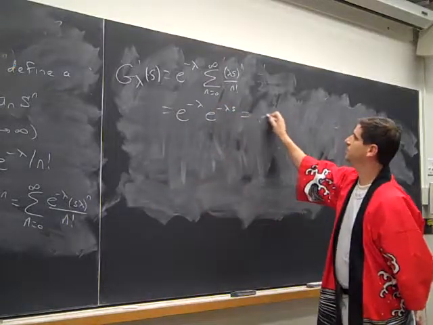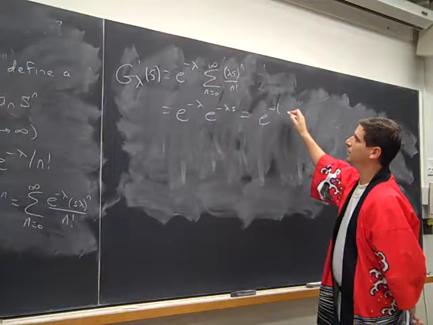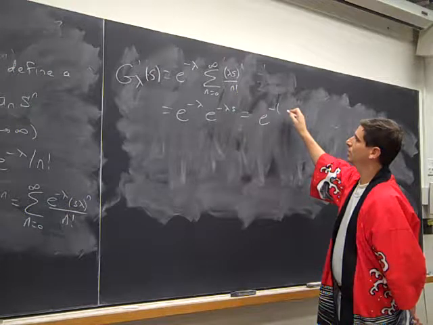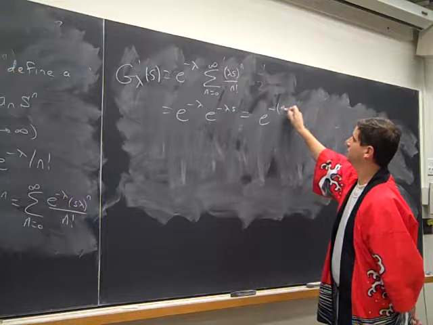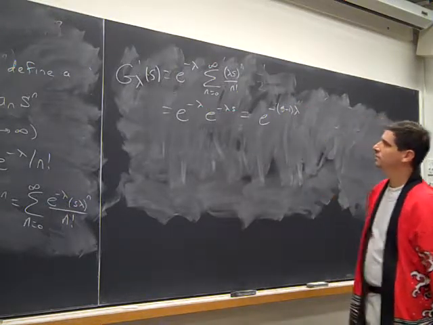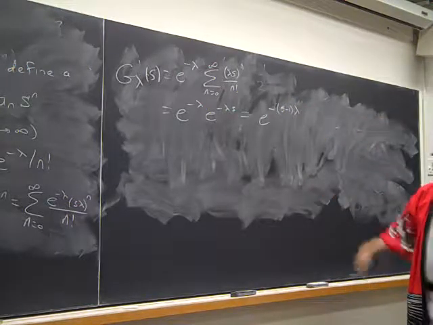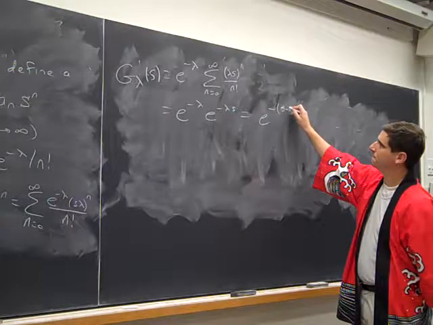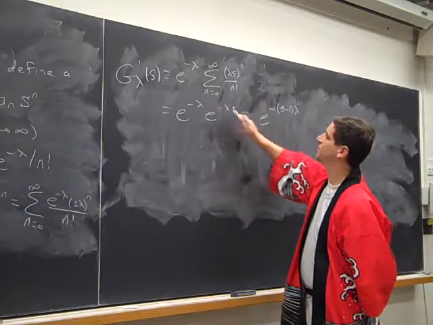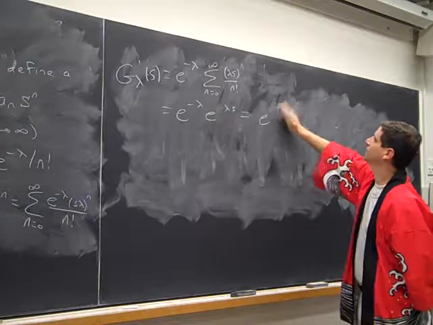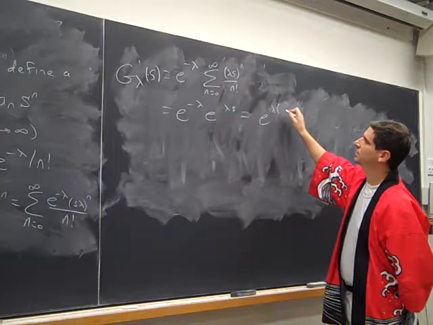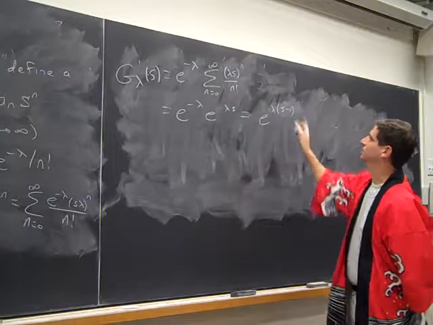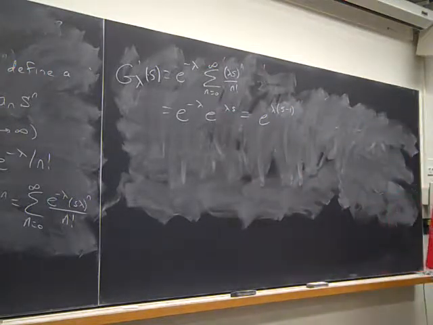If I put those together, it's e to the negative... I think s minus 1 times lambda. Or was it s plus 1? Oh, no. Yeah, no, wait, there's no negative sign there. It's e to the lambda times s minus 1. So this is the generating function of a Poisson.